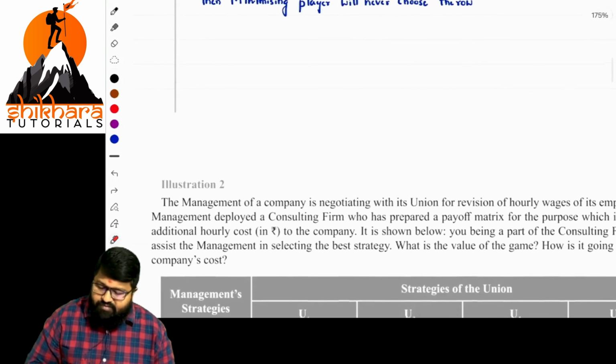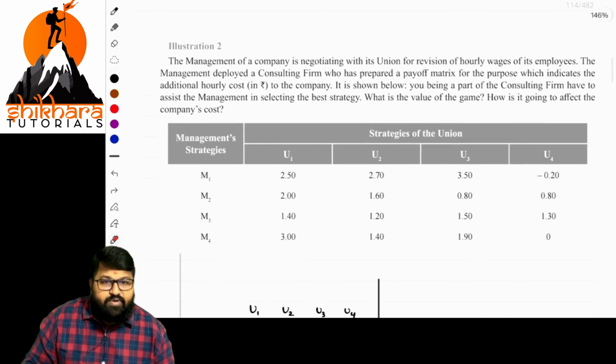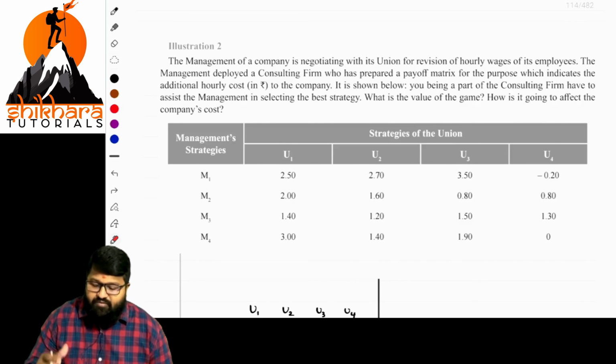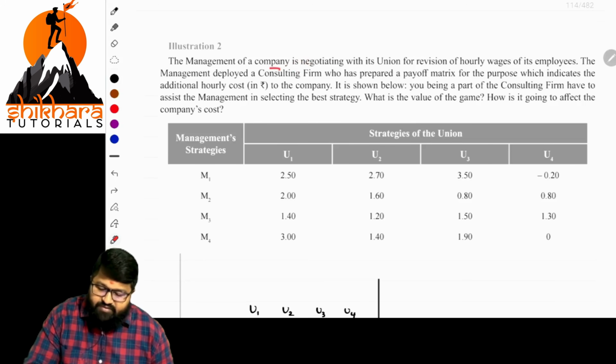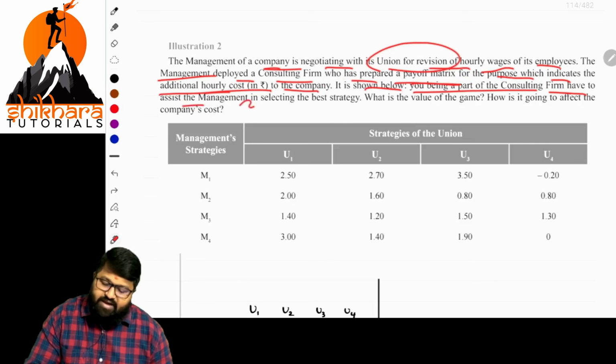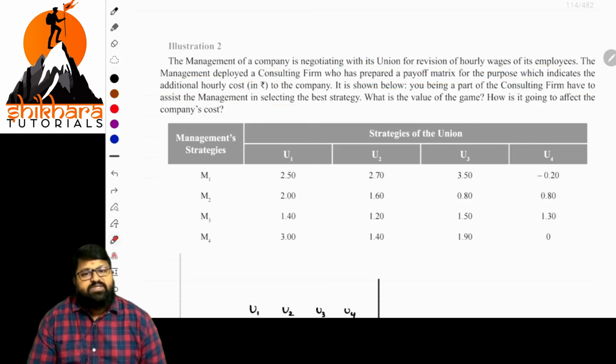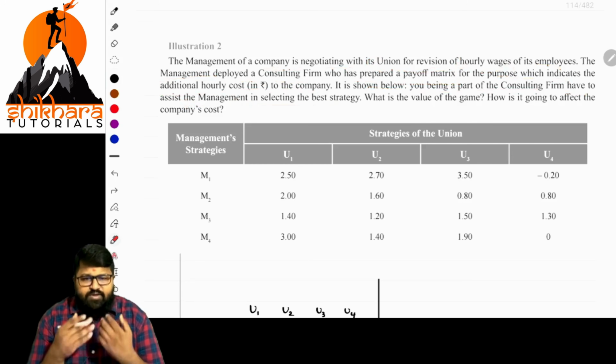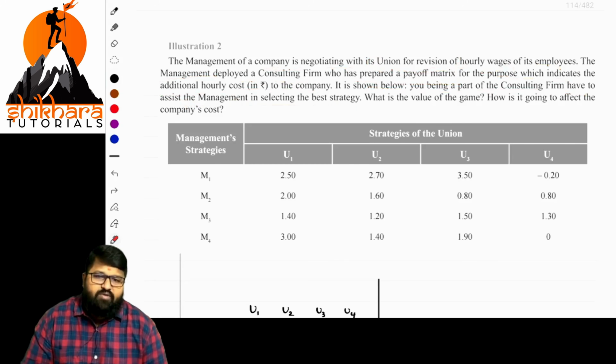Let us go with this problem, and that will be very clear. See this part. Sir, whatever questions we are solving are from our ICMA book. This is a matrix given there. The management of a company is negotiating with its union for a revision of hourly wages to its employees. The management deployed a consulting firm, which has prepared a payoff matrix indicating the additional hourly cost of the company. It is shown below. As part of the consulting firm, how do we assist the management in selecting the best strategy? Management is in no position to choose a strategy, so we, being the consultants, opt for a better thing and give the answer for them.